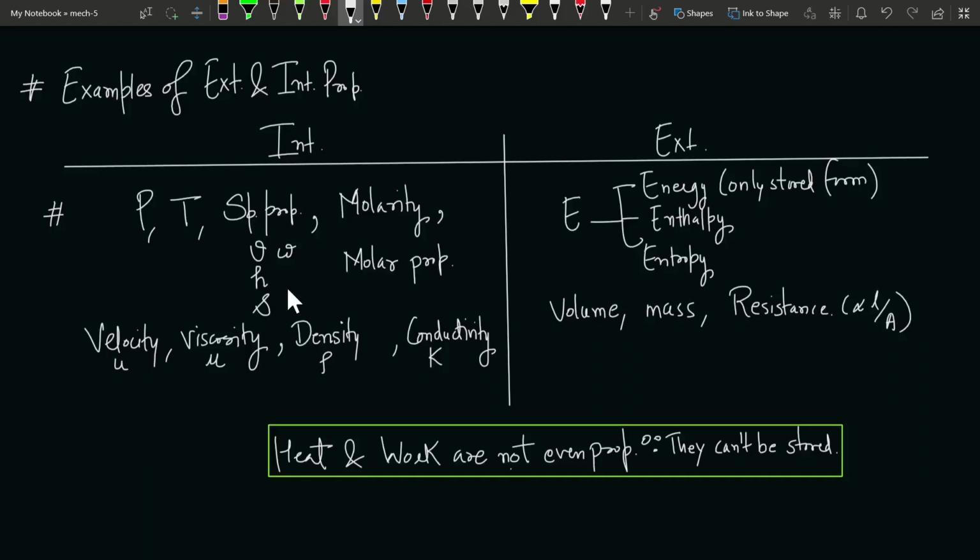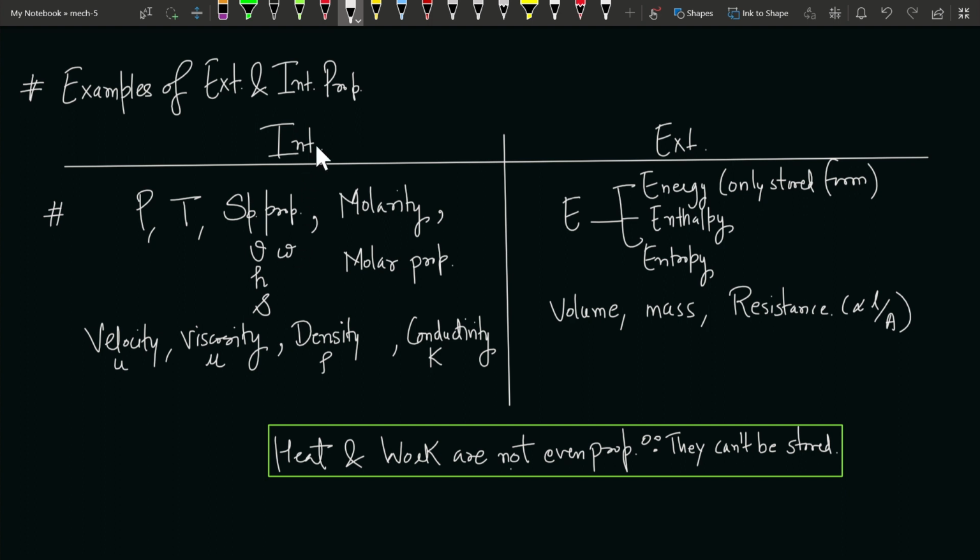What is extensive and intensive property? See, there are two properties in thermodynamics that we study. One is intensive, other is extensive. What is intensive? Intensive are the properties that are independent of mass or size of the system. If you have a system and the property is not depending on its mass or size, then we can call those properties as intensive properties.